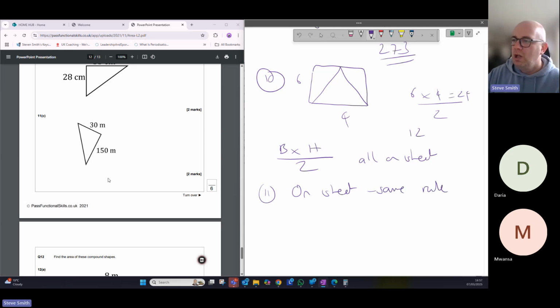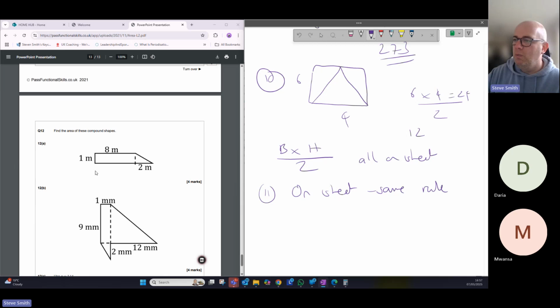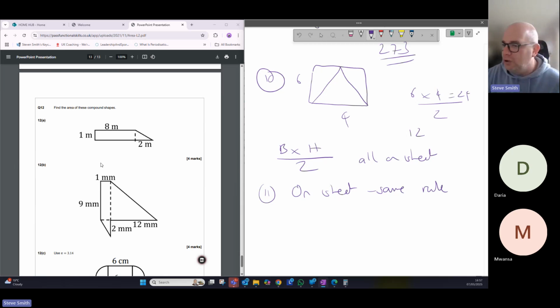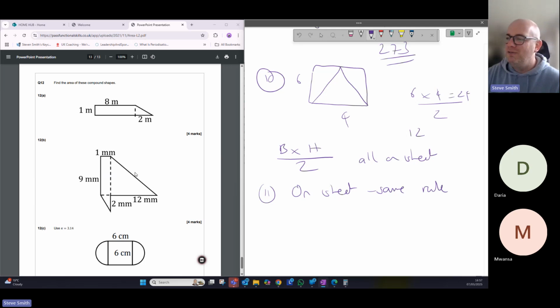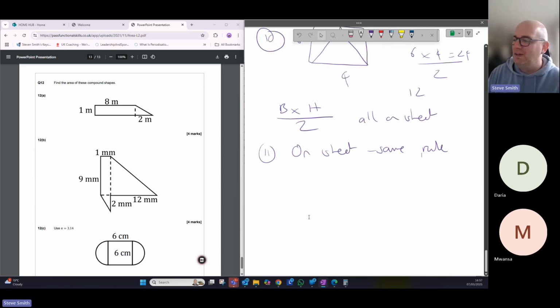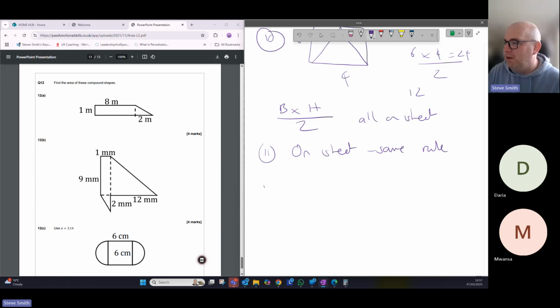Have we got those ones? Question 12. I can see we're getting triangles in. Oh, we've got circles involved there. Look at that one. Okay, so let's get 12. Let's go for 12B and then 12C. Have we got enough time? Here we have. Come on.